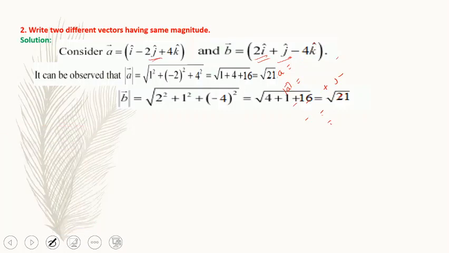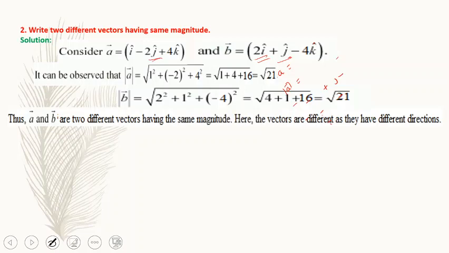Okay, now let's move to the next question. Before that, see here, vectors A and B are two different vectors, with different directions, but the magnitude is the same. Third question is like this. Write two different vectors having the same direction. Here you see the difference between the second and third question. In the second question, the magnitude should be the same, don't bother about the direction. But in the third, you need not bother about magnitude, but the direction should be the same.